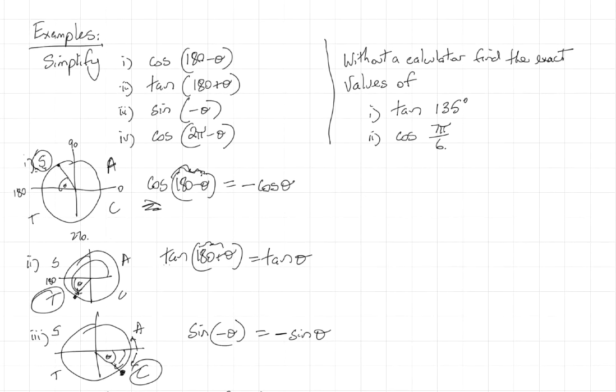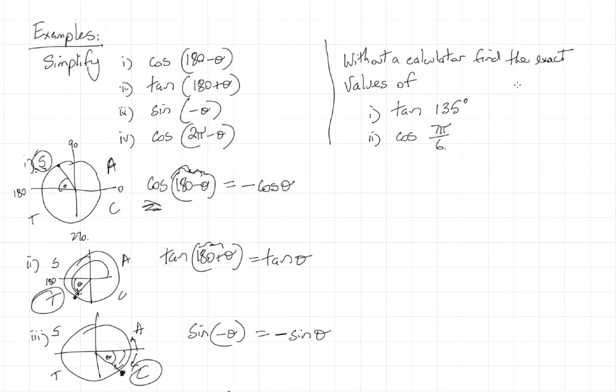Okay, let's extend a little bit further. Without a calculator, find the exact value. Now, the exact value means we're going to leave our answer in surd form, and you're not to use a calculator to find out what the square root of something might be. Okay, so let's look at the tan of 135. Tan of 135. Very similar to over here.